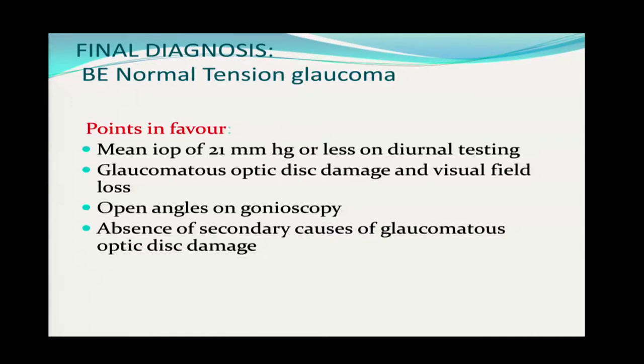So here the mean IOP is always less than 21 millimeters of mercury, even on diurnal testing, and angles are open on gonioscopy. There's no other reason for optic nerve damage, and there is an optic nerve damage. So this would be a typical open angle normal tension glaucoma variety.